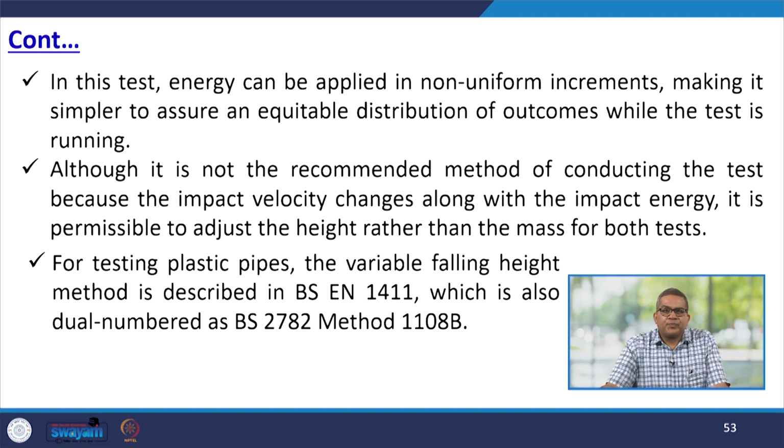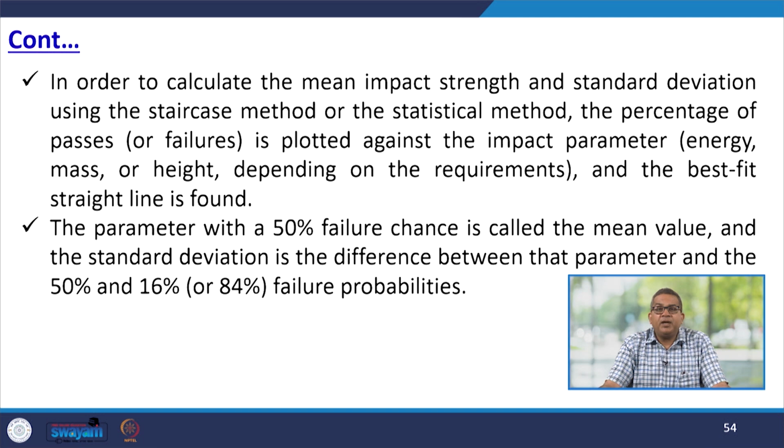Now, in this test, energy can be applied in non-uniform increments, making it simple to assure the equitable distribution of outcomes while the test is running. Although it is not the recommended method for conducting the test because the impact velocity changes along with the impact energy, it is permissible to adjust the height rather than the mass in both tests. For testing plastic pipes, the variable falling height method is described in BS EN 1411, which is also dual numbered as BS 2782 method 1108B.